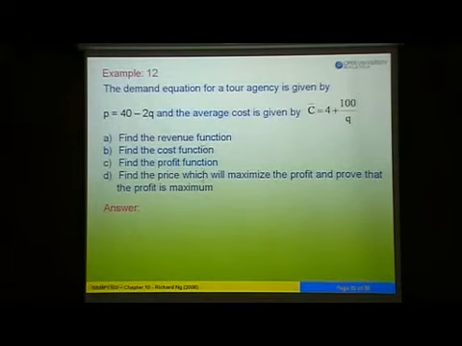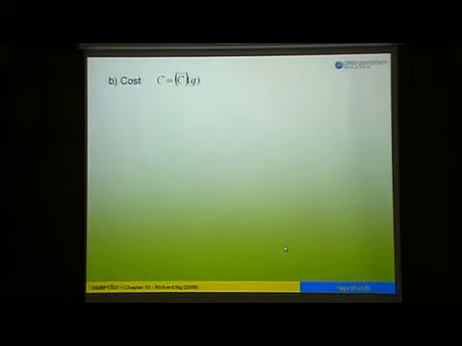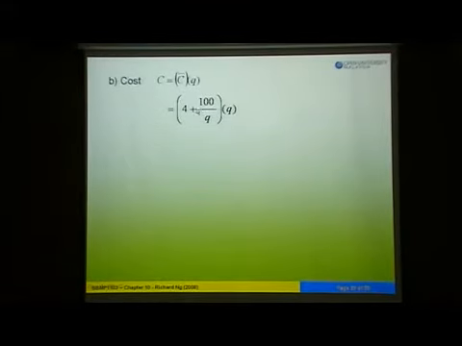Alright, so let's start with the revenue function. Revenue function is P times Q. So P is 40 minus 2Q times Q. The answer is 40Q minus 2Q squared. Next, in order to find the cost function, cost is equal to average cost times quantity. So average cost is 4 plus 100 over Q times Q. The answer is 4Q plus 100.